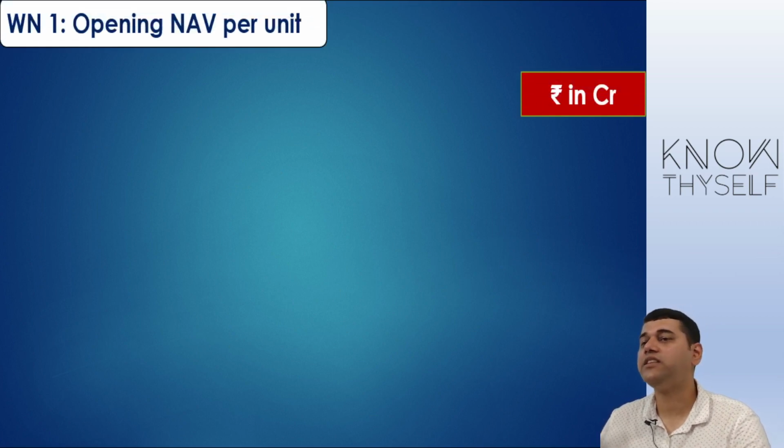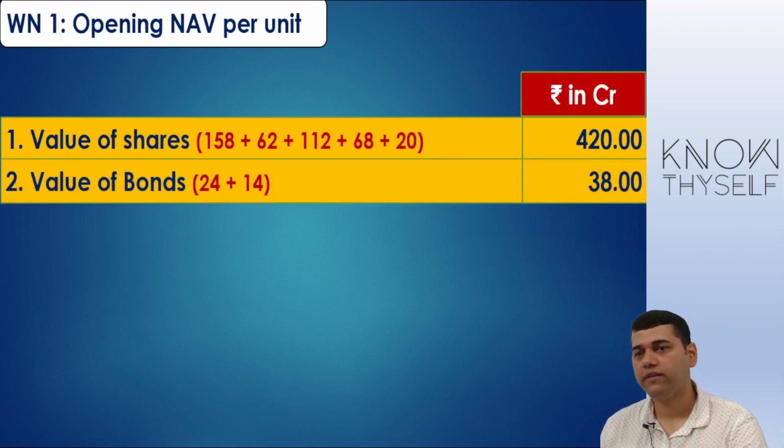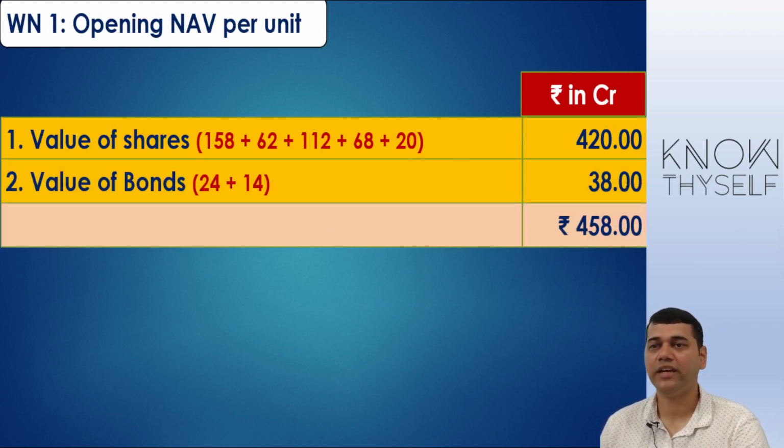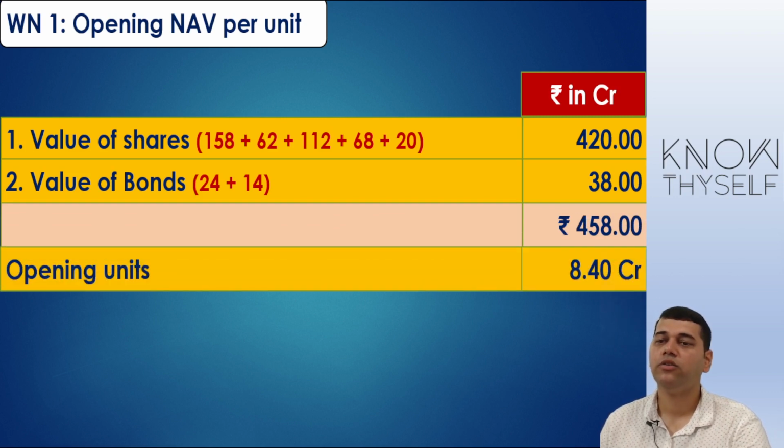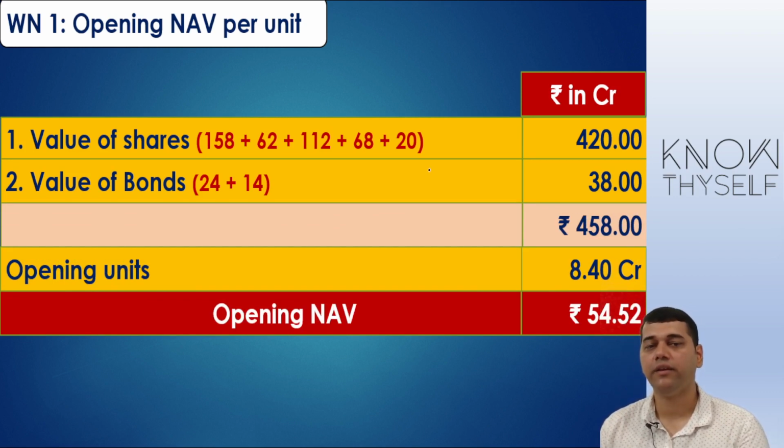Yes, sir. Let us start with the working note of opening NAV. Very easy. What is the value of shares? 420. What is the value of bond? 38. You need not do this in a table format. You can straight away do total value of assets. They have already given you here. 420 plus 38, 458, divided by 8.4 gives you 54.52.